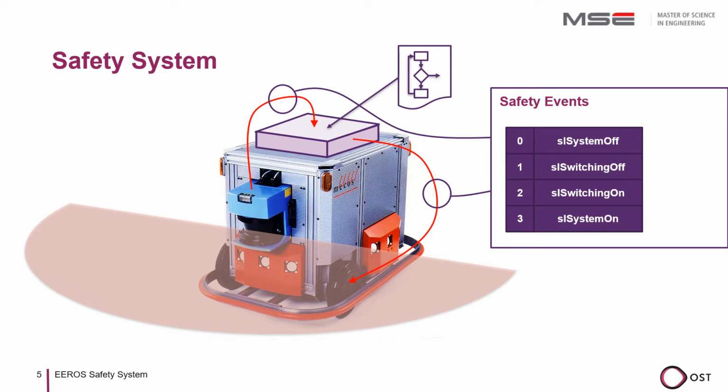In our example, the sequencer triggers the event do system on, instructing the robot to switch on. This event is public and is only registered in level system off. If the robot is in the safety level system off, this triggers a transition from the safety level system off to switching on.